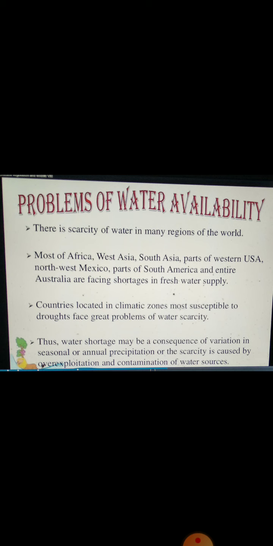Thus, water shortage may be a consequence of variation in seasonal or annual precipitation, or the scarcity is caused by overexploitation and contamination of water resources. Yes, one person is unable to get a single bucket of water, whereas one family is overusing the water, washing, wasting the water. Every day they are washing the car. What is this? This is imbalance. One is facing the problem because of water and one is wasting the water. So these are the problems which are related to water availability.